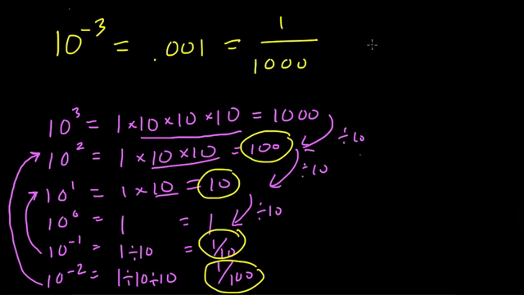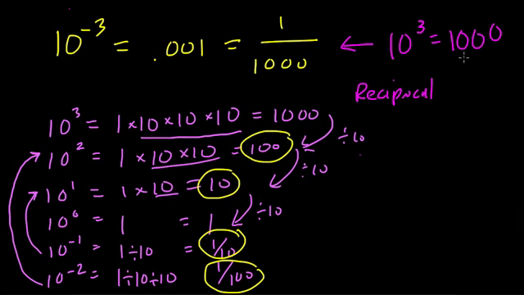So that means, of course, that 10 to the negative third is the reciprocal of 10 to the third, which equals 1,000. So if 10 to the third equals 1,000, 10 to the negative third is the reciprocal of that, or the flipped version of 1,000. So instead of 1,000 over 1, it's 1 over 1,000. And you can always tell if two numbers are reciprocals if you multiply them and get the number 1. If I multiply 1 over 1,000 times 1,000, I get 1. That's one way of thinking about this.